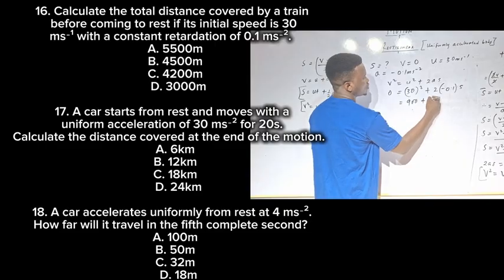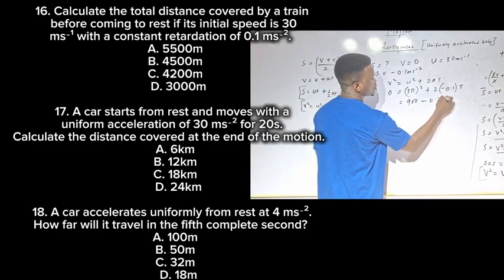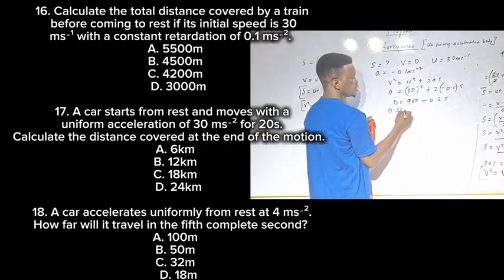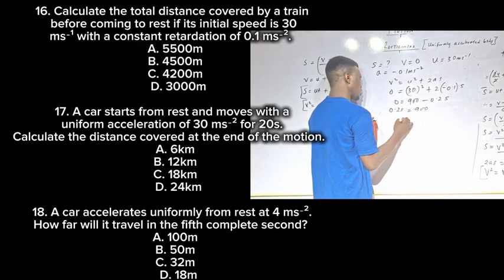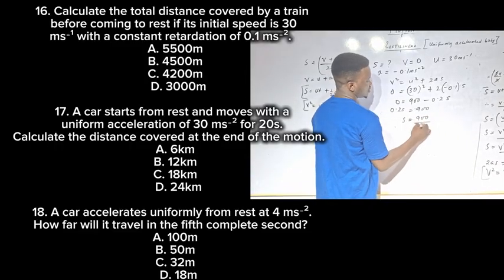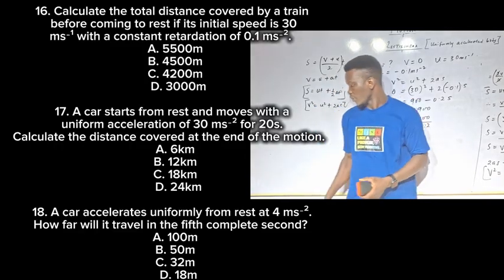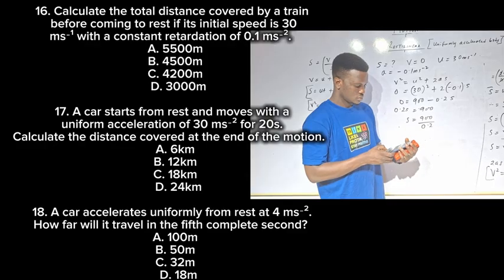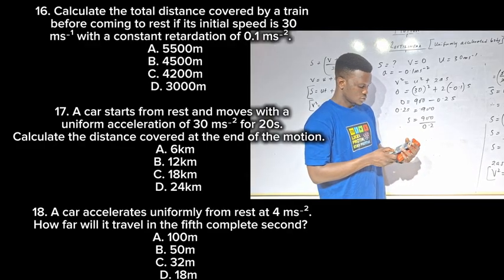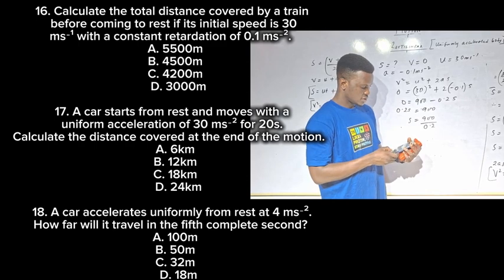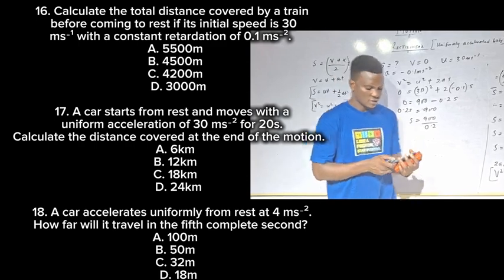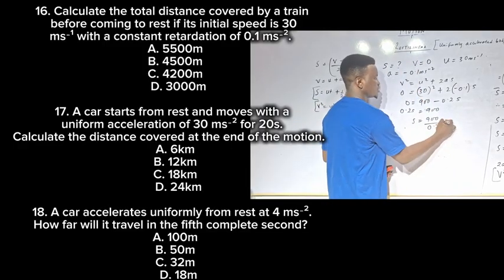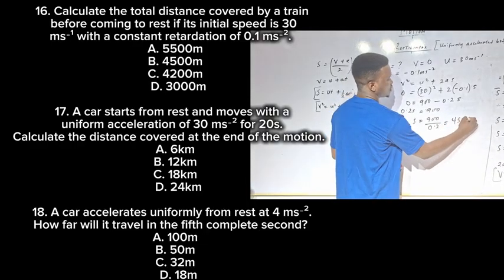So at the end of the day, this is going to be 900 minus 0.2 S. So 0.2 S, if you take this to the other side, 0.2 S equals 900. So S is going to be 900 divided by 0.2. So answer is 4,500. So our S is equal to 4,500 meter.